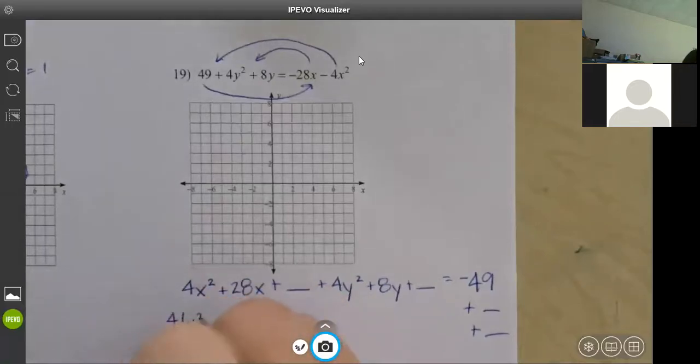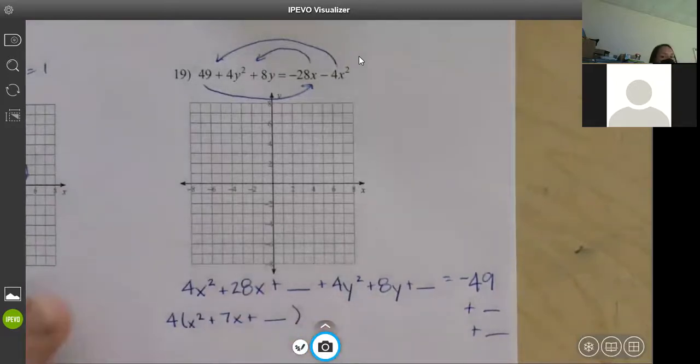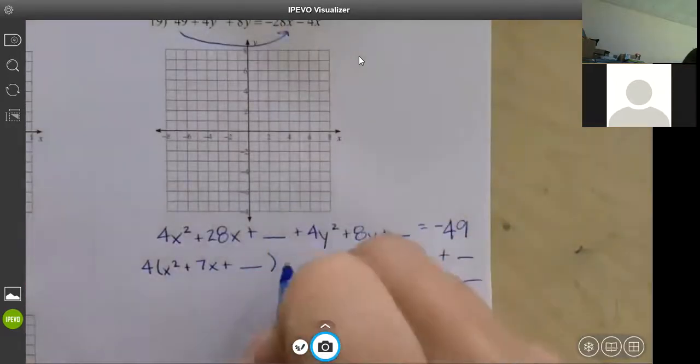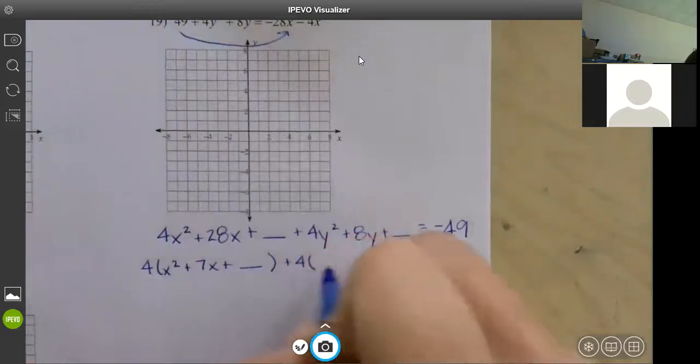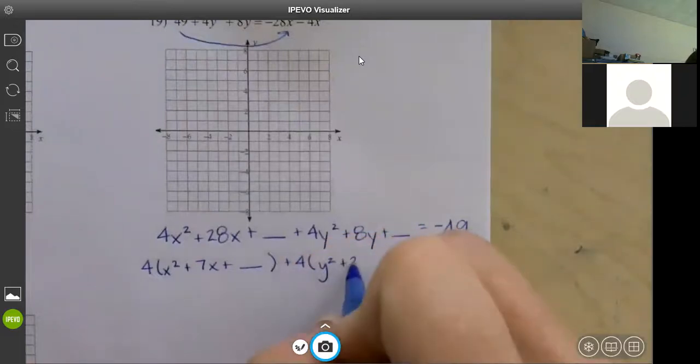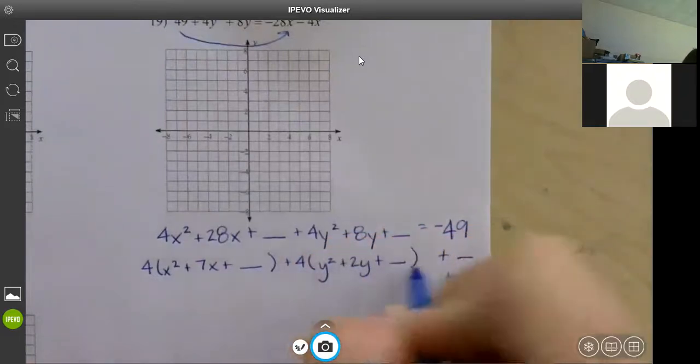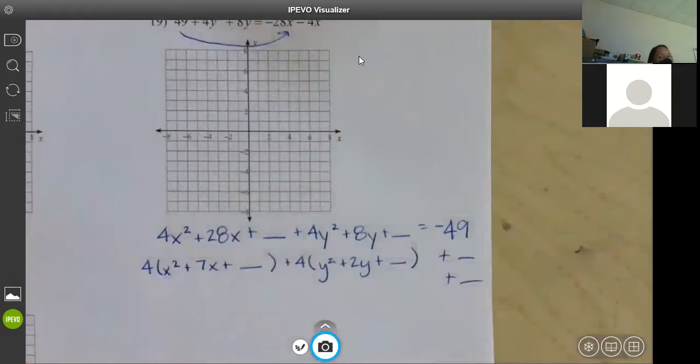Leaves me with x squared plus 7x plus blank. Same thing on the next one. I can pull out a 4. And it leaves me with that. Don't worry about the ending for a minute, okay? So we'll still have that negative 49 plus blank plus blank. Don't worry about the 4s. Let's look at this part right here.